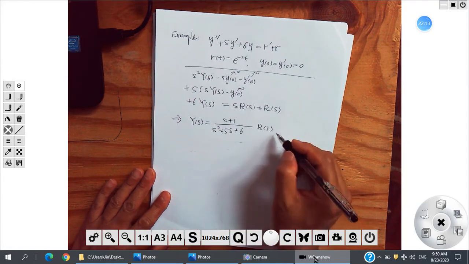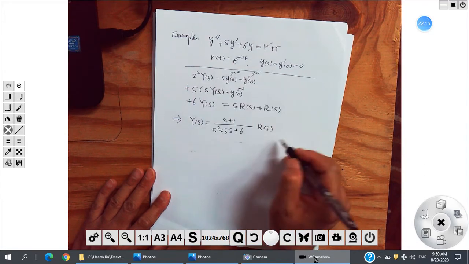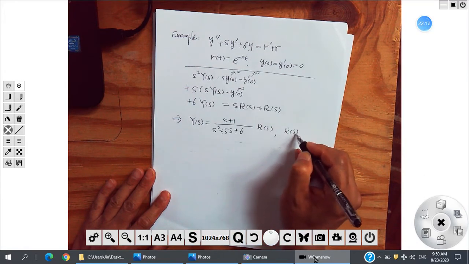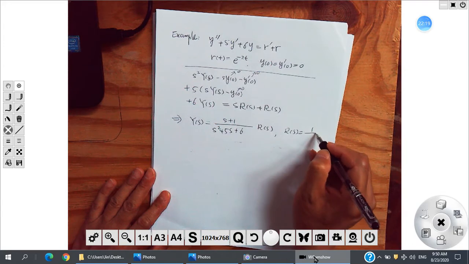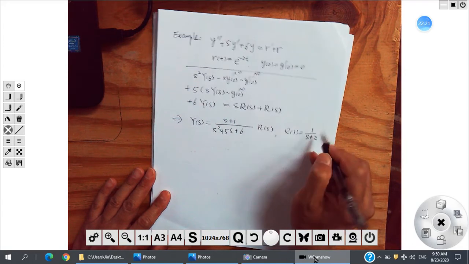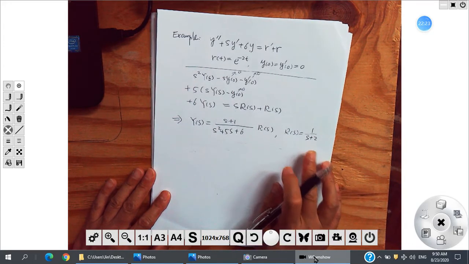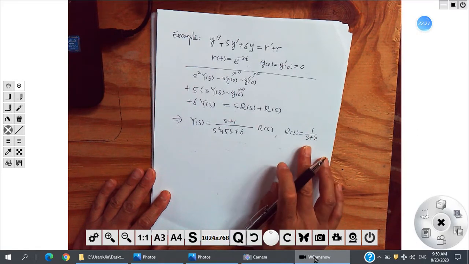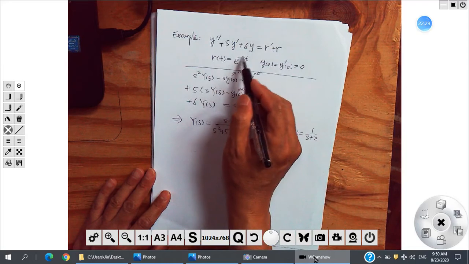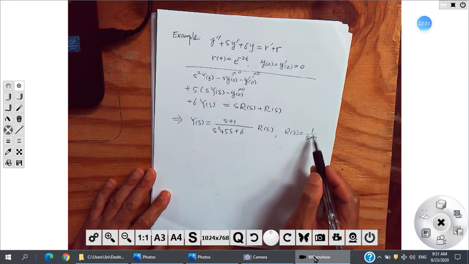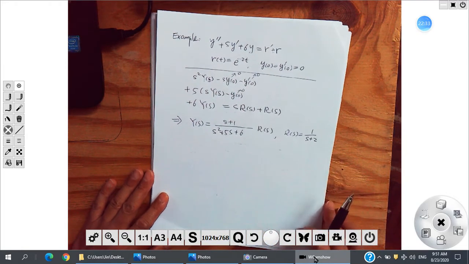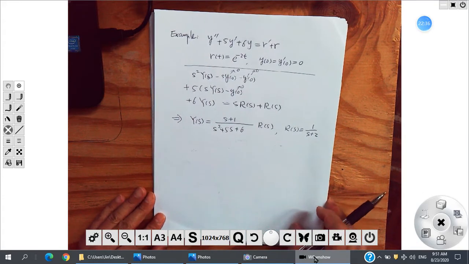Now R(s), what is R(s)? It is 1 over s plus 2. You can find this from the table, and if you're familiar with the Laplace transform, then you know e to the negative 2t corresponds to 1 over s plus 2. This is the most commonly used one, right?